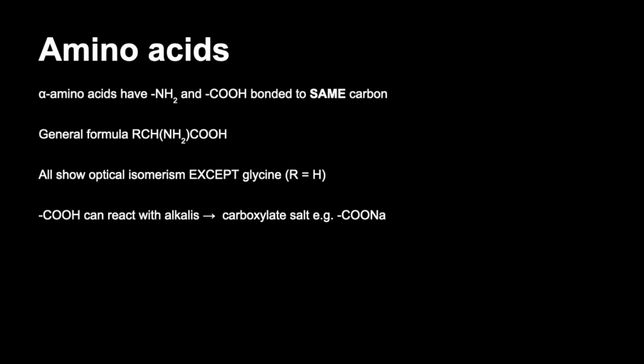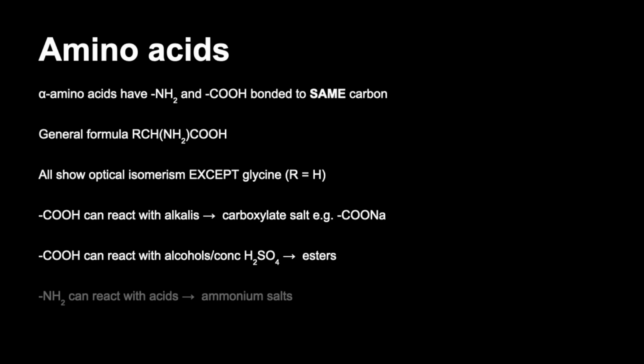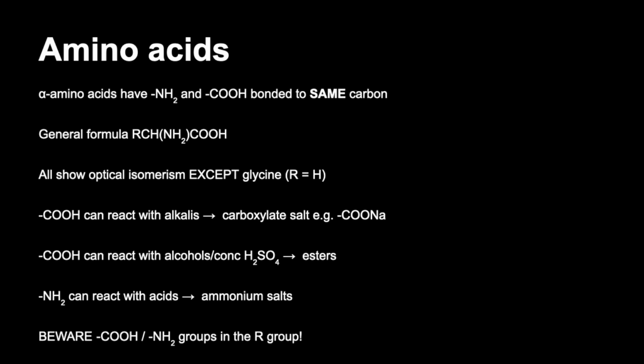In terms of reactions, the carboxyl group can react with alkalis, so that'll generate a carboxylate salt. The carboxyl group can also react with alcohols in the presence of concentrated sulfuric acid, so that's going to generate an ester group. And the NH2 group can react with acids. Remember, the nitrogen's got a lone pair on it, can accept H+ ions from acids and generate ammonium salts. And the top tip really there is beware of the carboxyl groups and NH2 groups in the R group, because they will also react with those things as well.